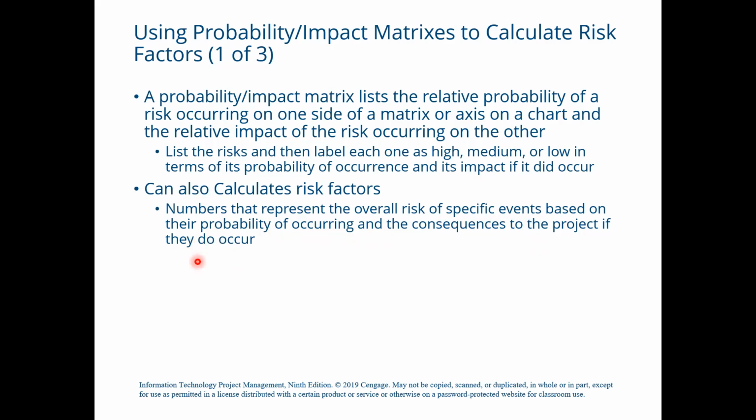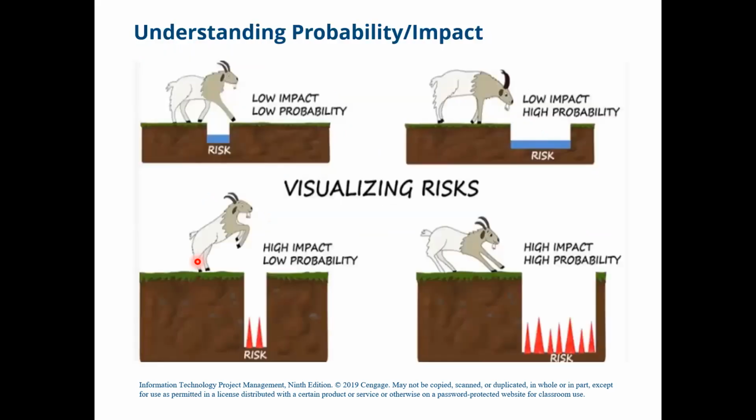For example, a meteorologist might predict a high probability or likelihood of severe rain showers on a certain day. If that day happens to be your wedding day and you are planning a large outdoor ceremony, the consequences or the impact of these severe showers might also be high. So you need to pay attention. Maybe you need to change the venue, or if it is possible, change the day of your wedding. Let's understand this concept of probability and impact by visualizing the risks.